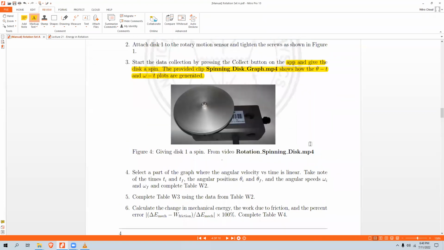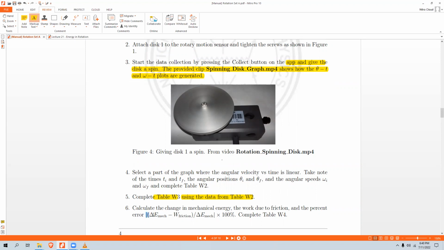So from the data that you will see later on, you can complete table W3 using table W2. Table W2 will contain the data you will need. And of course, you will have to calculate the change in mechanical energy based on our formulas earlier. So you will be given the quantities associated with the rotational kinetic energy, the work due to friction, and the percent error can be calculated as follows.